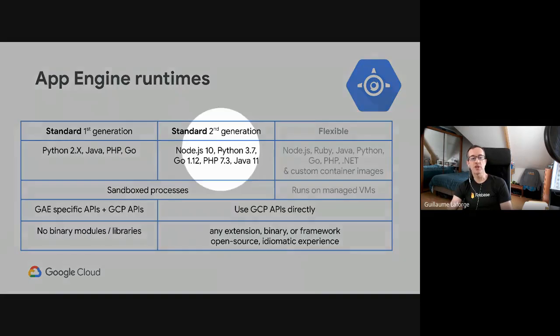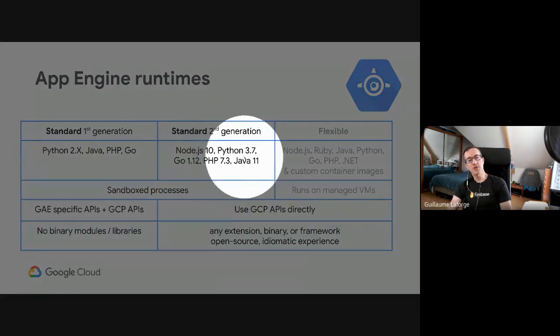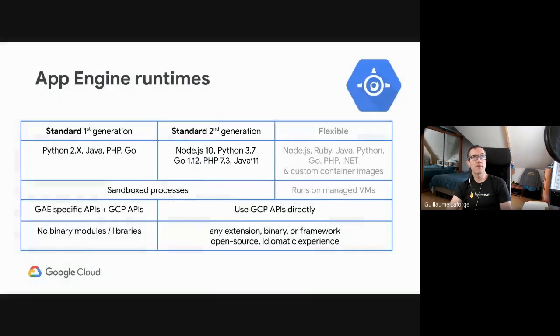For example, for Java, we stay on Java 11 because I think the next long-term support version is going to be Java 17. So the next big Java version might be Java 17 or something like this.